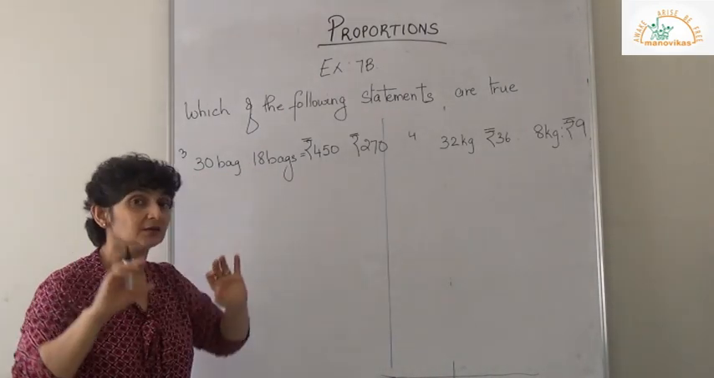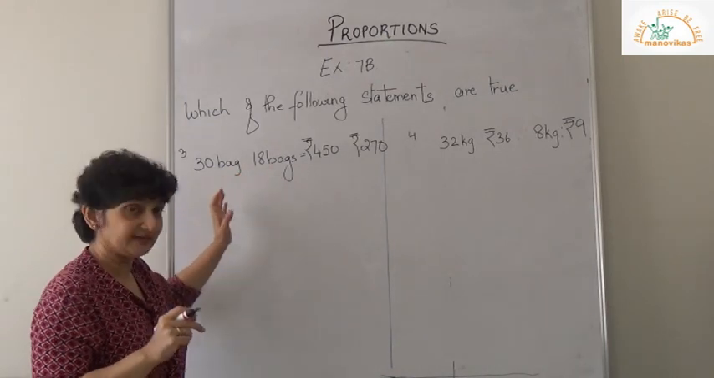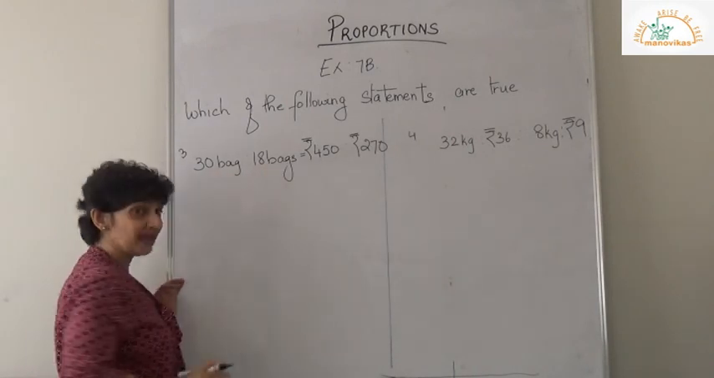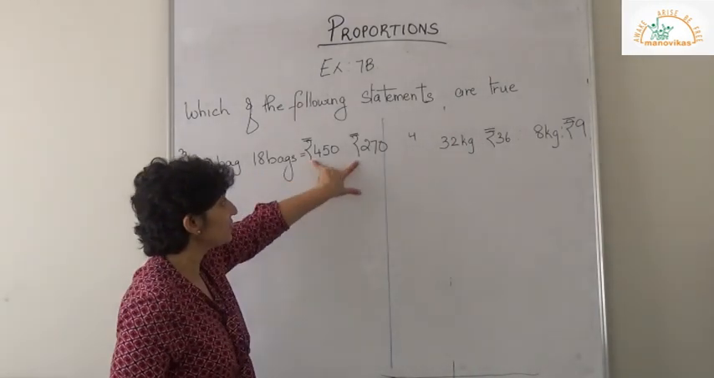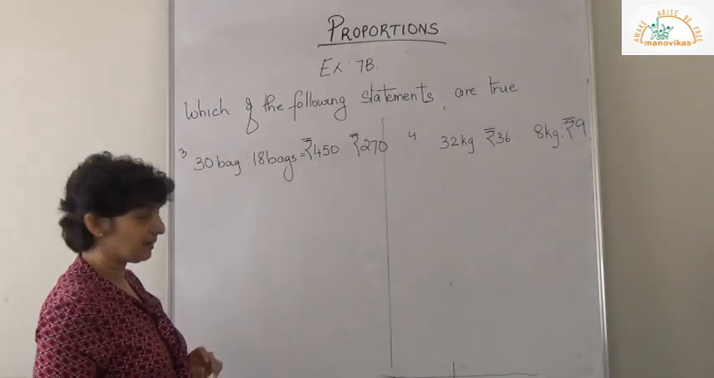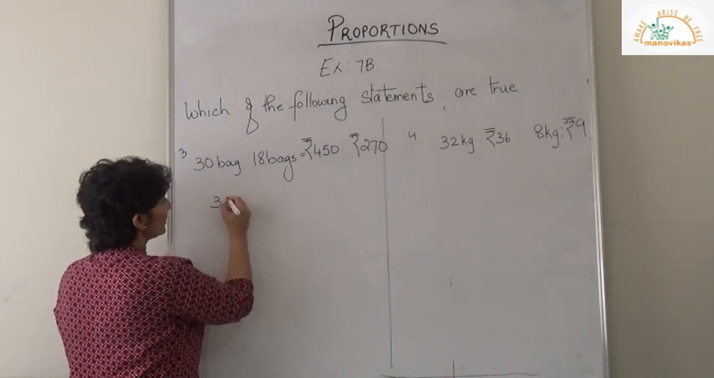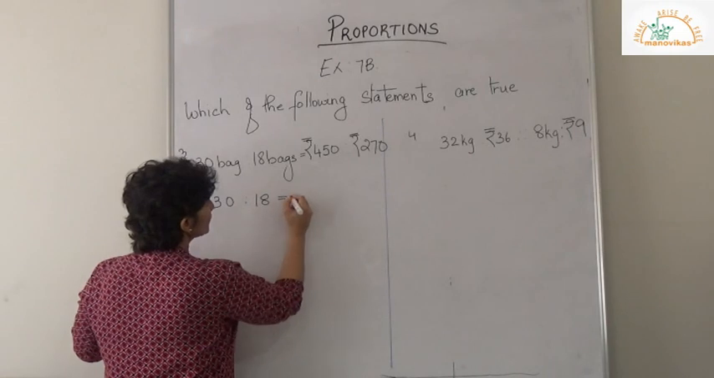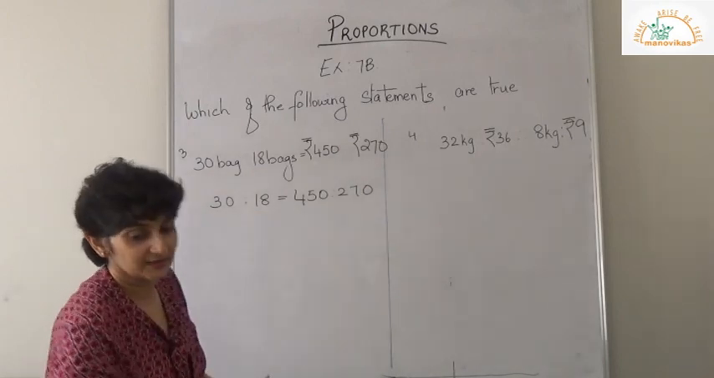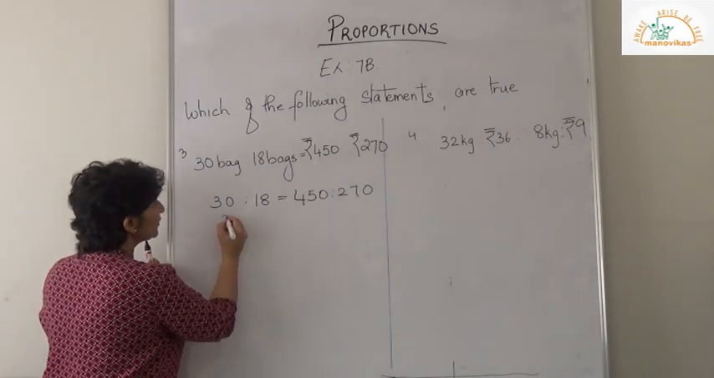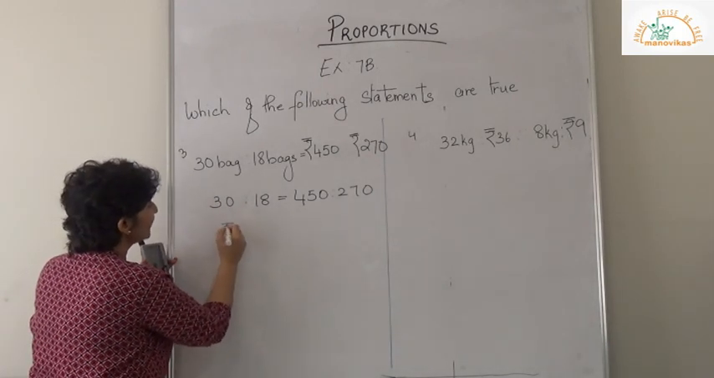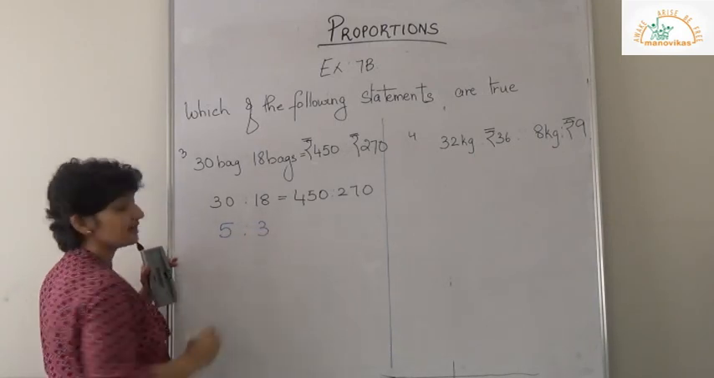Children, now whenever you see certain units or certain quantities, alright, always first make sure they have the same unit. Even here, now both are in the same unit, rupees, rupees, and here bags and bags, right? So this will be 30 is to 18, which is equal to 450 is to 270. Correct? Now 6 3s are 18, sorry, 6 5s are 30, 6 3s are 18.